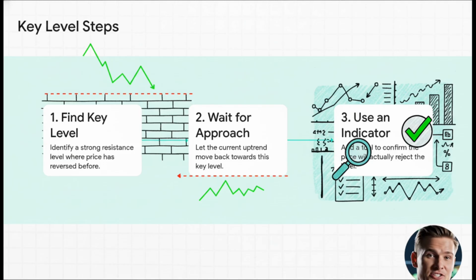You look to the left on your chart and find a strong resistance level, a price ceiling that has stopped rallies cold in the past. Step two, you wait. You let the current price climb up and approach that ceiling. But, and this is key, we don't just guess it's gonna hold. For step three, we bring in a specialized tool to get confirmation.